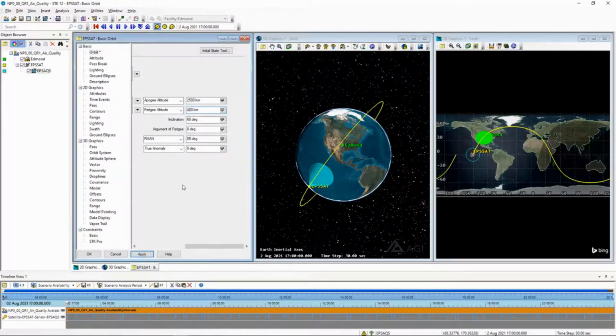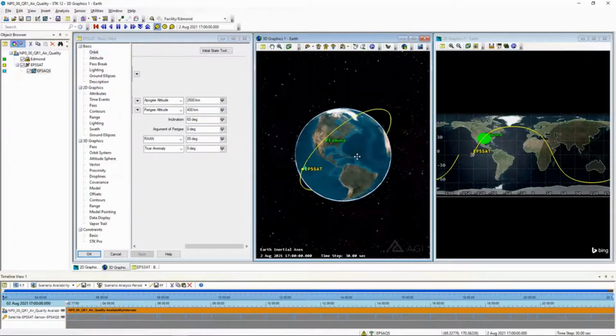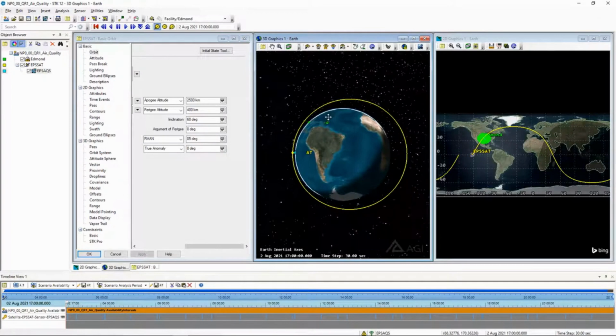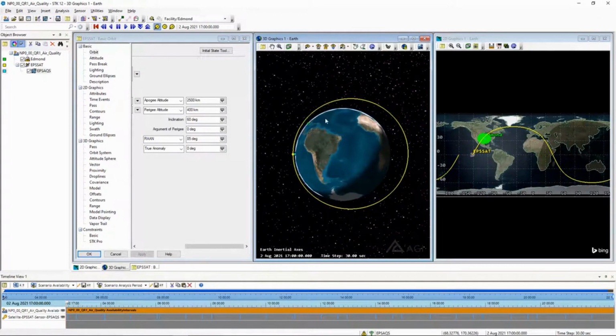But I can lower the low point. I'll go ahead and do that. Let's make it super low. We're going to bring it down to 400 kilometers, which is about where the International Space Station is. And when I come over here, we can see we're no longer a circle centered on the Earth. We're actually an ellipse with the Earth at one focus.